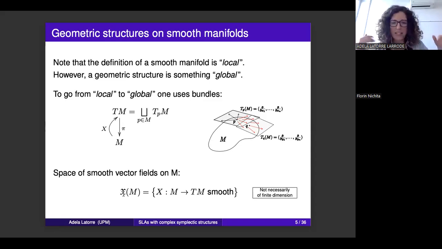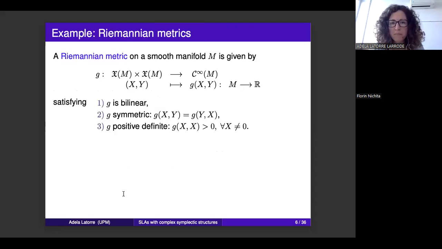So just to keep in mind this idea, let us recall the notion of a Riemannian metric that we all have in mind. One can think of a Riemannian metric on a smooth manifold as a tensor, essentially, that takes two copies of this space of smooth vector fields to the set of smooth functions on our manifold, but in such a way that this map satisfies three properties that we like. It is bilinear, it is symmetric, and it is positive definite.